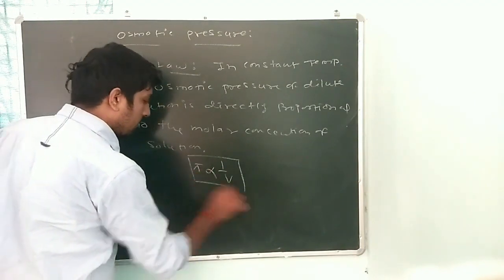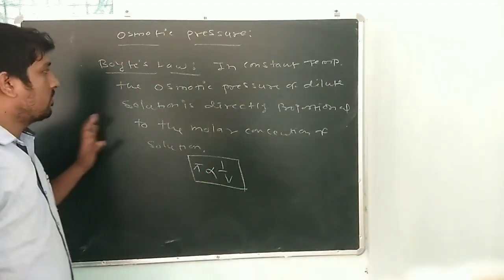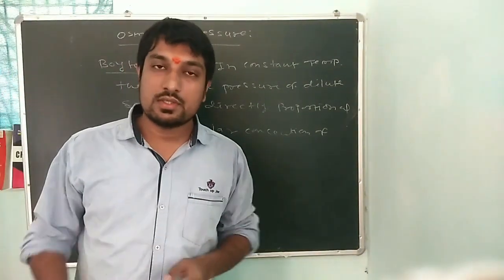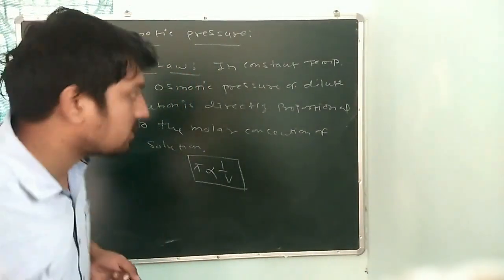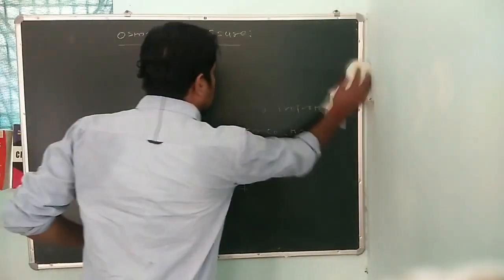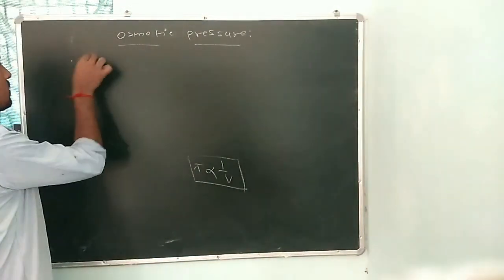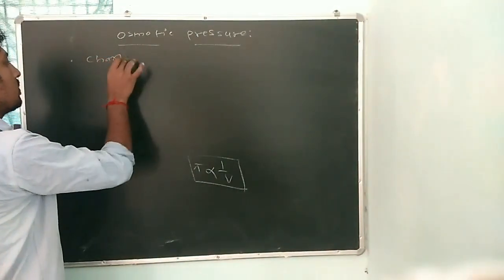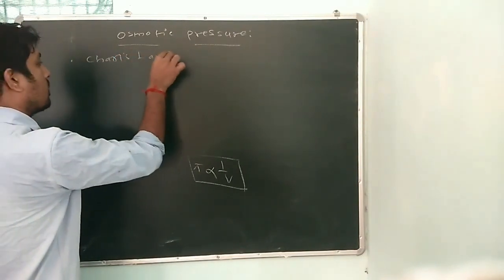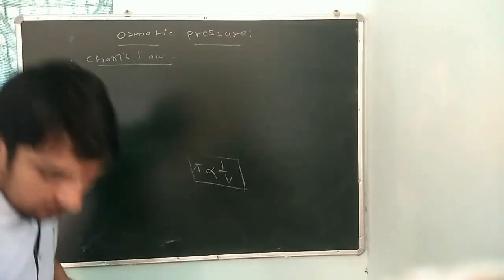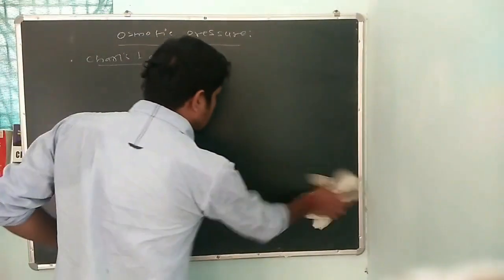So remember that. This is Boyle's law, the first theory about osmotic pressure. And what is the second? The second is Charles's law. What is Charles's law?